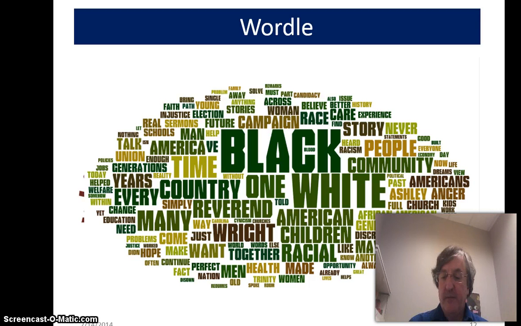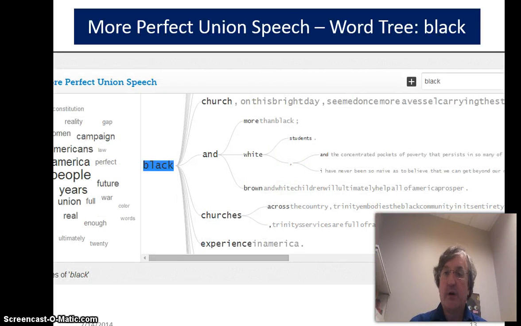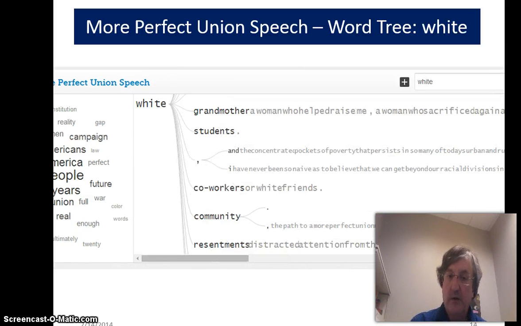And moving on from that, word trees. You can take those terms that came up quite a bit and put them into a word tree and see the context in which they're used. So here, the term black is used with black experience, black churches. You can look at the term white and see how that is used. He's communicating that he had a white grandmother in the speech. Talks about white resentment.